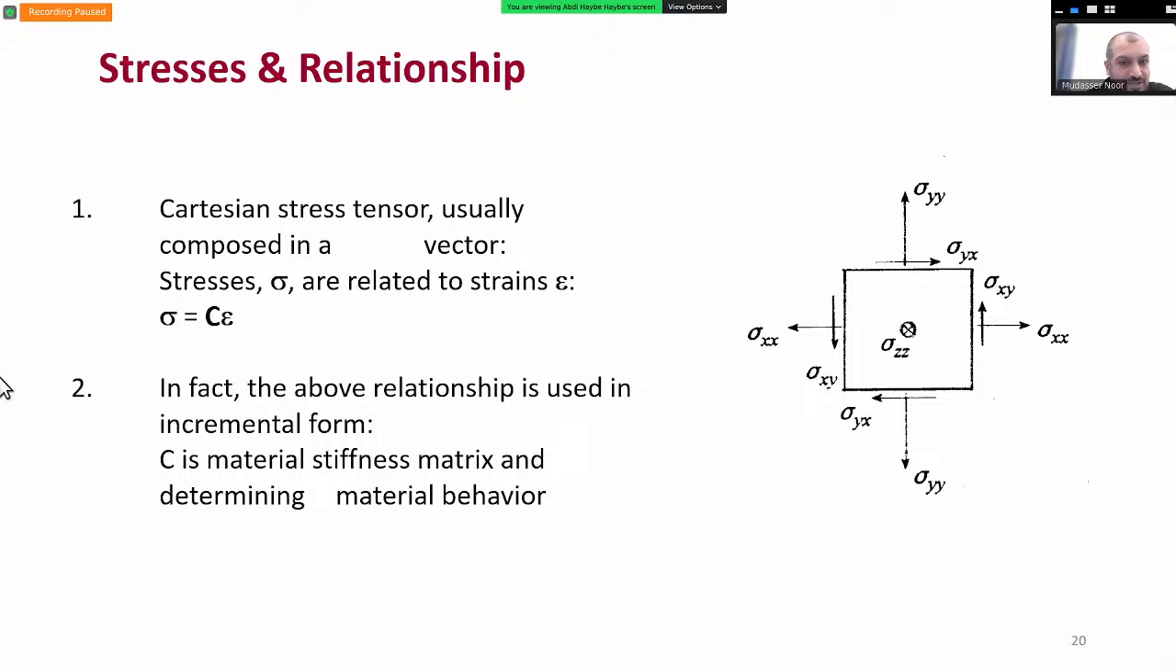As we have seen in the lectures earlier, the Cartesian stress tensor is usually composed in a vector. So, as you can see in the diagram, you can have the principal stresses, which are in the x direction and the y direction, and in case of a 3D element, it could be in the z direction as well. And you would have the subsequent xy shear stresses. The stresses sigma are related to the strains with this format, which is stress equals C times epsilon. And in the geotechnical realm, the C value is the material stiffness matrix and the material behavior. Next slide.